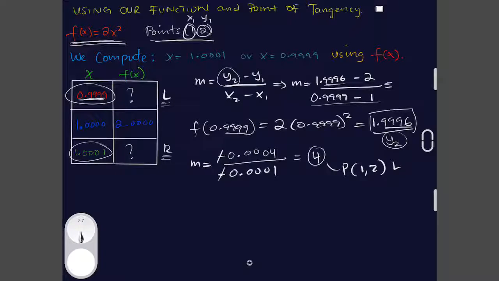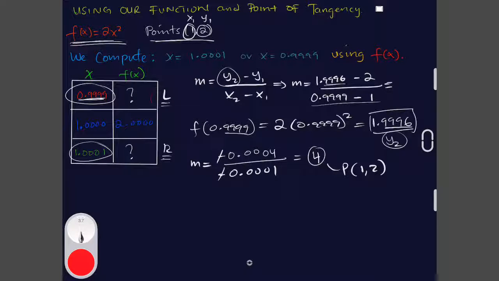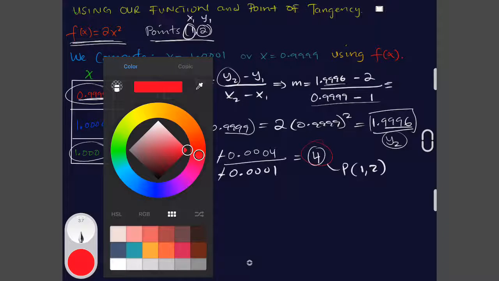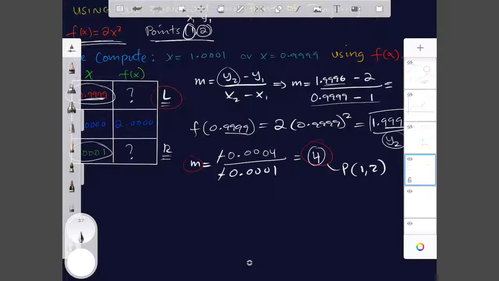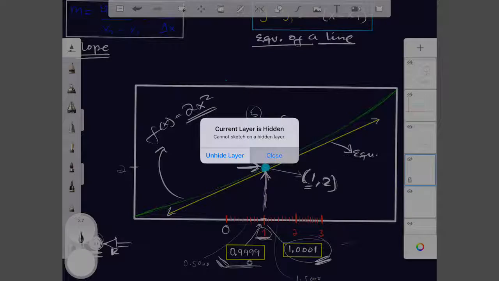This was the left side. The slope at the left side is 4. But that's just one side. As we said earlier, that's not enough to convince us. Remember, we're squeezing it from left and right, so we must test both sides. Like we showed previously, we must approach it from both sides.